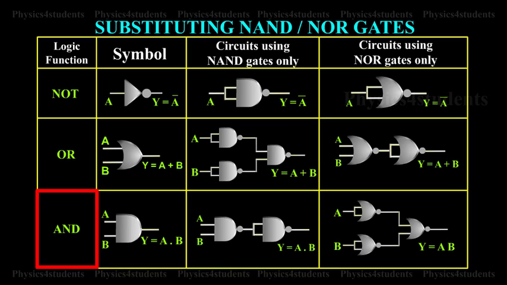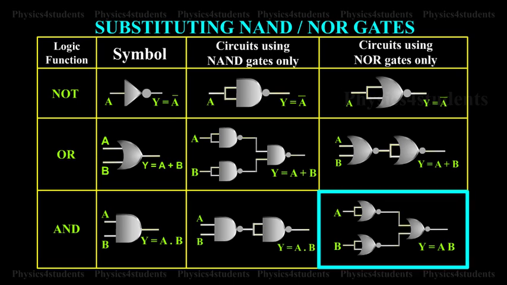Now let us see the logic function AND by using NOR gate. This is the symbol of AND gate. This represents AND gate circuits by using NOR gates.